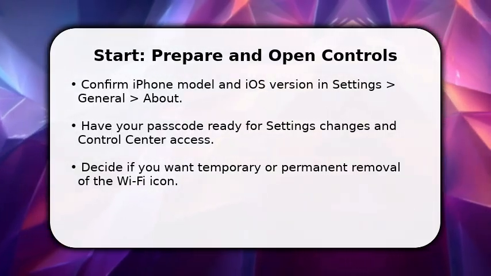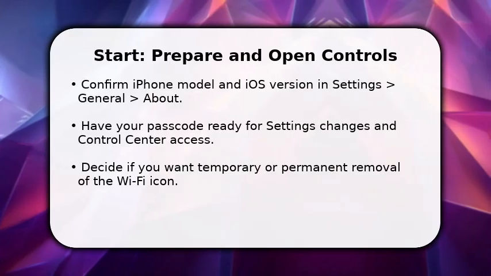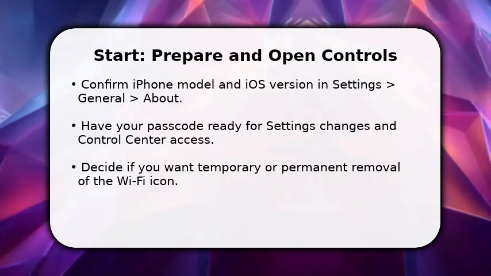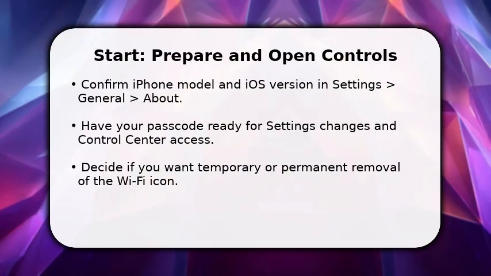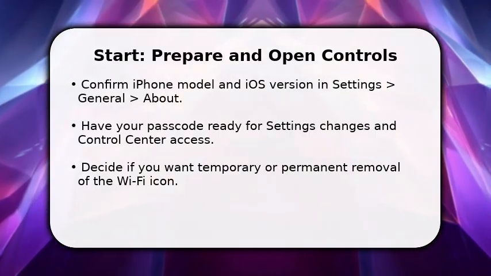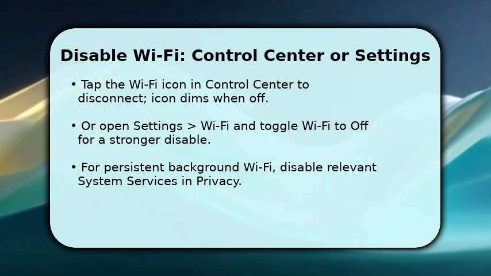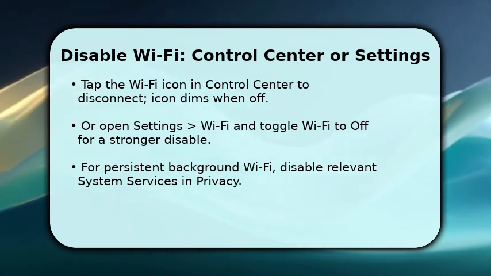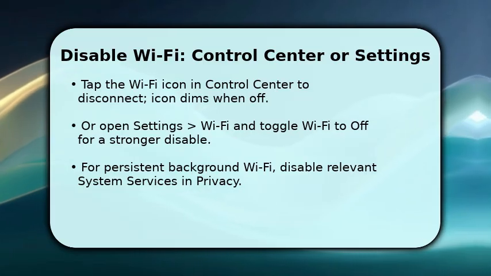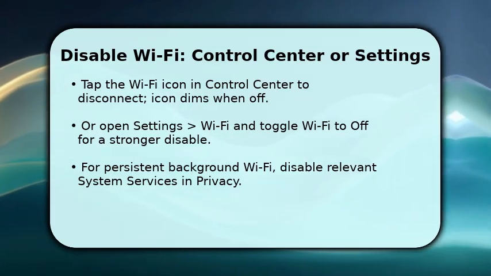If you prefer Settings, open Settings, Wi-Fi now. This step gets you to the control that actually drives the status icon. We don't waste time on unrelated setup. Once done opening the control, tap the Wi-Fi glyph in Control Center. It should dim and the Wi-Fi symbol disappears from the status bar because the radio is off.